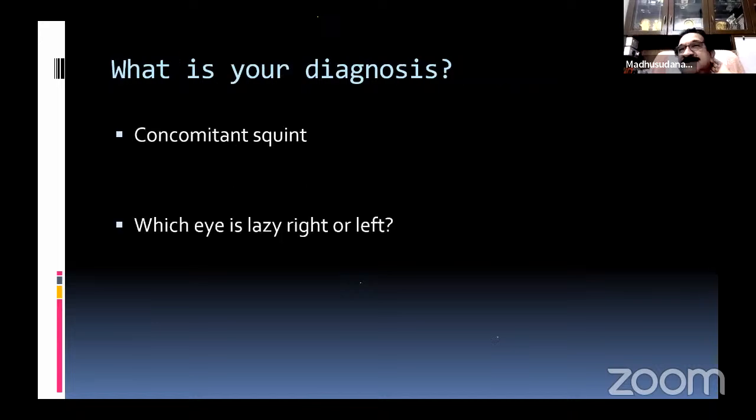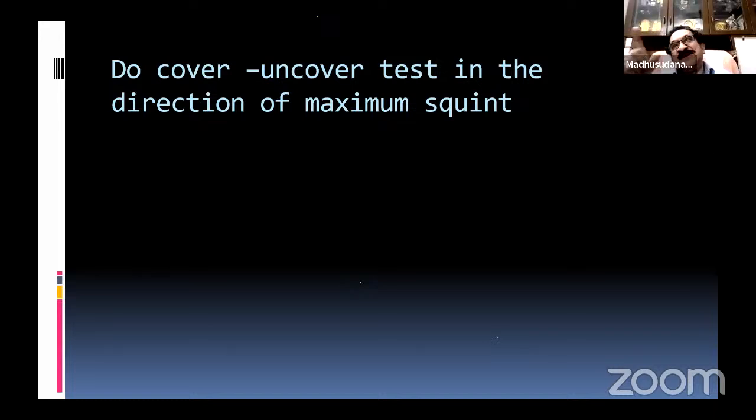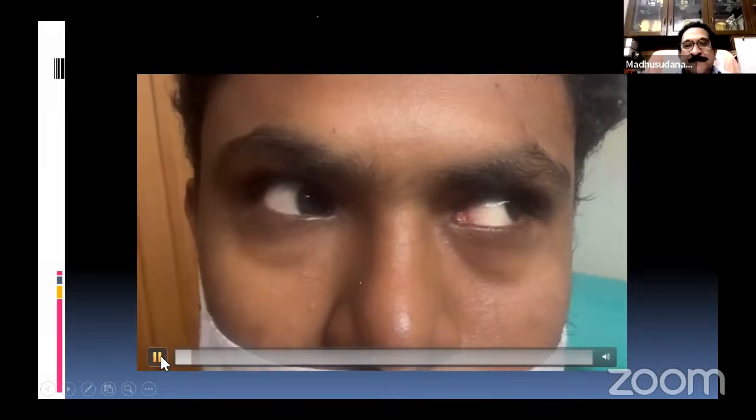Okay, now the question is, which eye is lazy, right side or left side? Which is a good eye, which is a bad eye here? So for that, what test will you do? Oh, in extreme cases, we do cover uncover. Very good, very good. That's the thing you have to do. Now let us see the cover uncover.